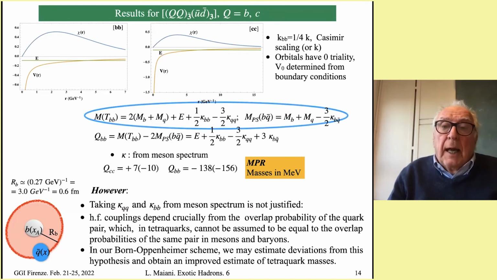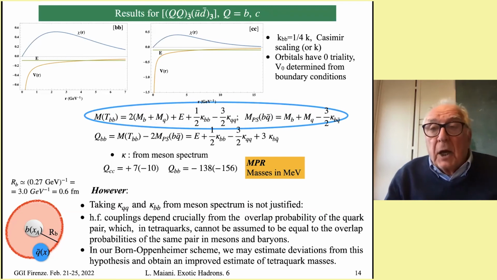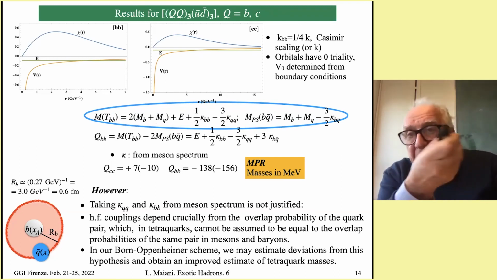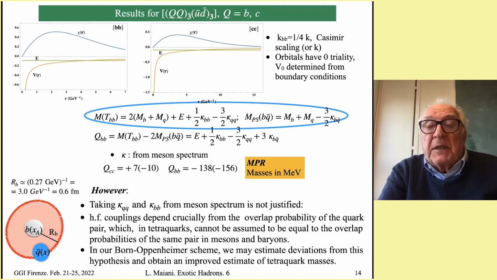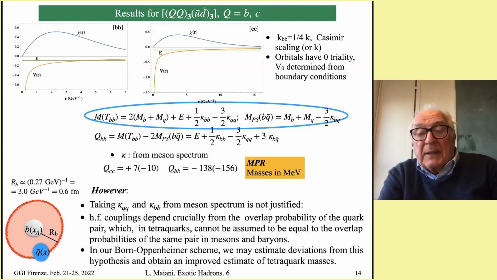Now in this equation, I compare the result of the Born-Oppenheimer, which is contained in this E, the eigenvalue of the equation. And then we have added the spin-spin interaction, BB and QQ. Then we have the pseudoscalar meson. We have again MB plus MQ minus, and then we have also a spin-spin interaction. And we take the difference, we call it Q, between the mass of the tetraquark and 2 times the mass of the pseudoscalar.